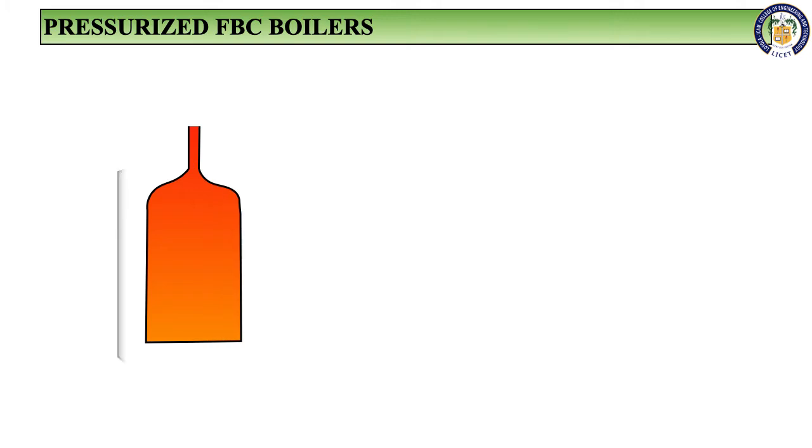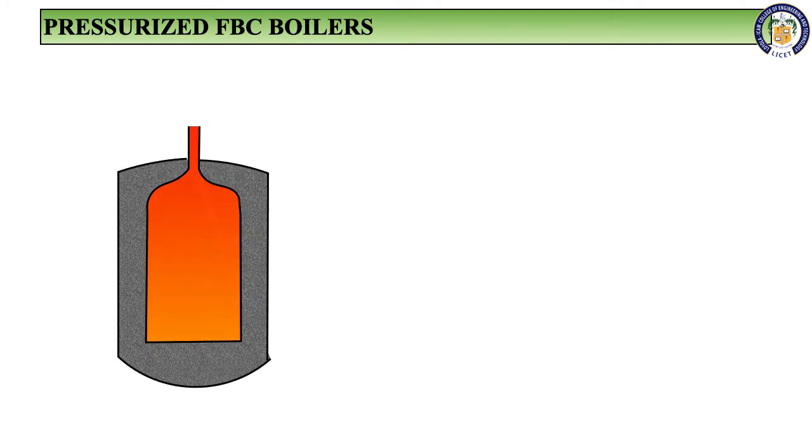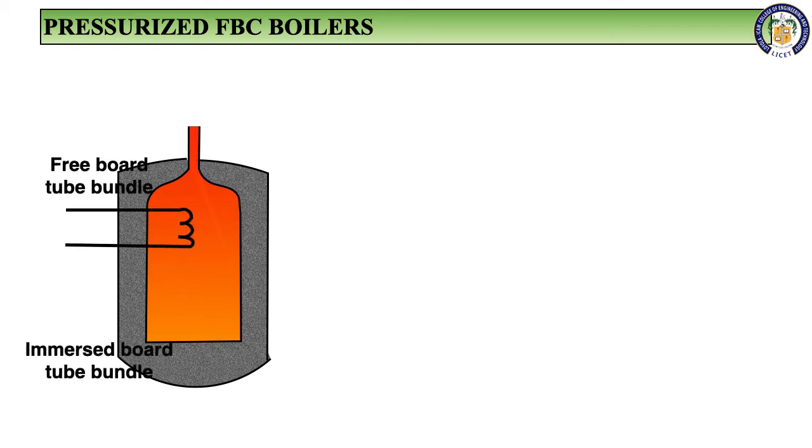So now we are going to see the types of FBC boilers, and the first one is the pressurized FBC boiler. You have a boiler with a freeboard tube bundle like this, and an immersed tube bundle like this. One is immersed, the other one will be free. The boiler is surrounded with a concrete structure. The immersed one will be surrounded with some fluid liquid.